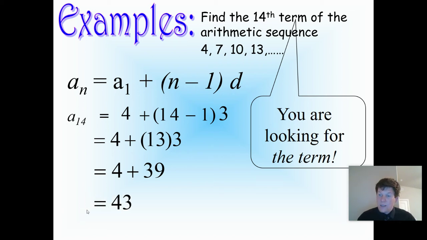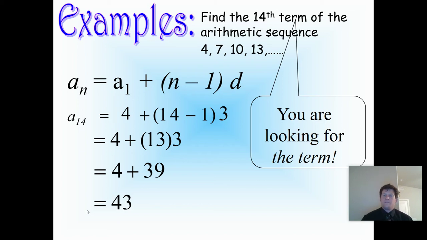Now you could test me on that one. If you want to count 4, 7, 10, 13, and go all the way up to the 14th term, you'll see that it's 43. But instead of doing all that work and counting all the way up to the 14th number in our sequence, we could just plug it in, simplify, and find the answer. As a lazy mathematician, this is the way to go.